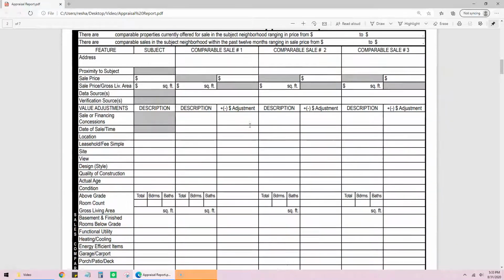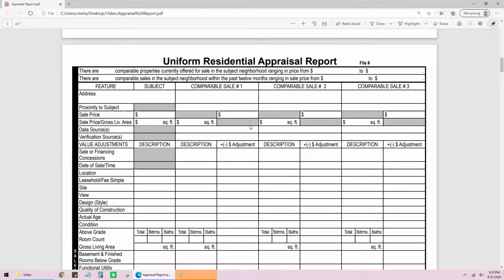So next, this is the actual property. On the left-hand side, you see the feature, subject, and then comparable sales. So they're going to use comparable sales that are recent and similar. They're going to use properties that are the most like the subject. Of course, they're not going to be exact, because every home is unique, because every lot is unique.